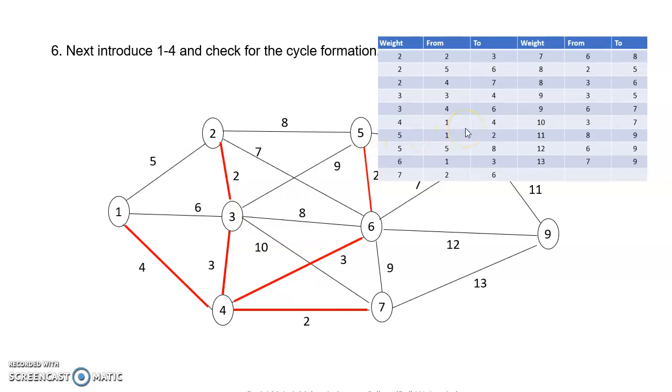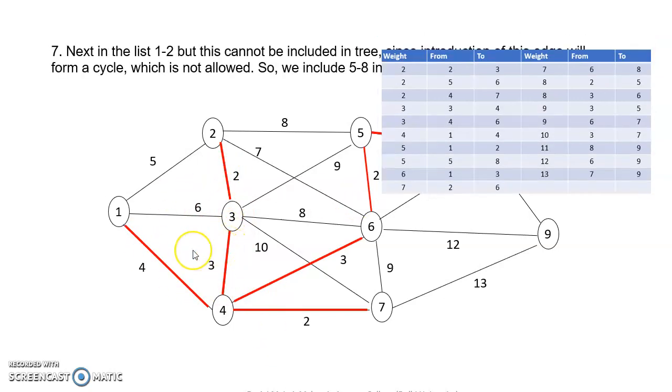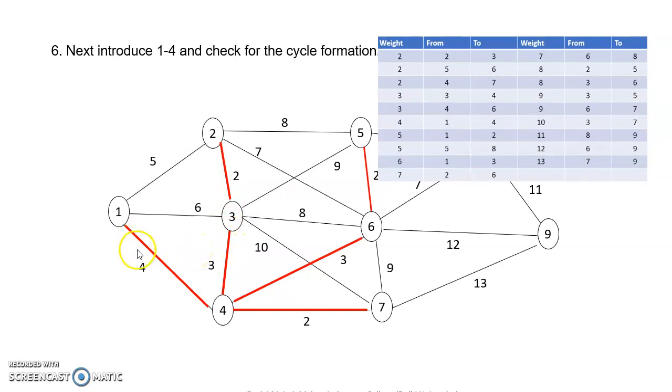Then 1 4 also is connected. 1 4 is here. 1 4 is connected. Now you have how many branches in the tree? 1 2 3 4 5 6. These are the total number of edges in the current tree. The total number of edges in the current tree are 1, 2, 3, 4, 5, 6.